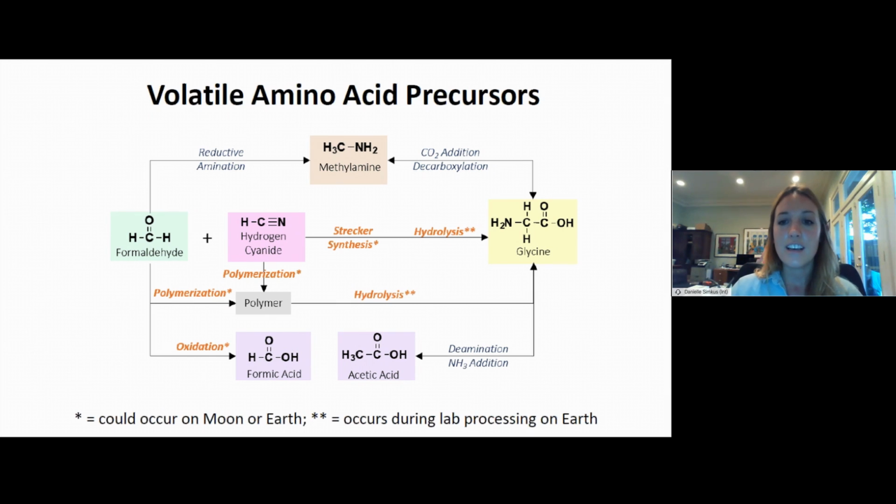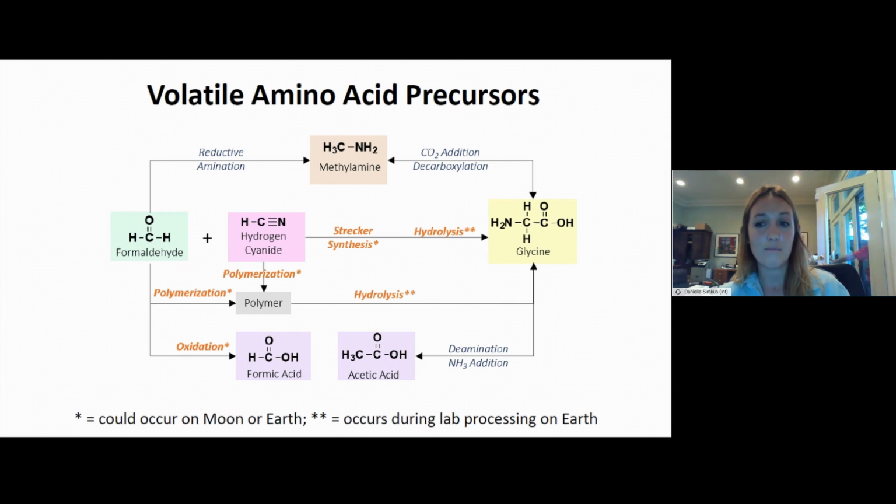So our overarching questions for soluble organic analyses of lunar samples are essentially, what is the distribution of amino acids and volatile organics on the lunar surface? And where did they come from? In addition to any chemical reactions that might take place on the lunar surface, there are three potential external sources of volatile organics that we're considering.